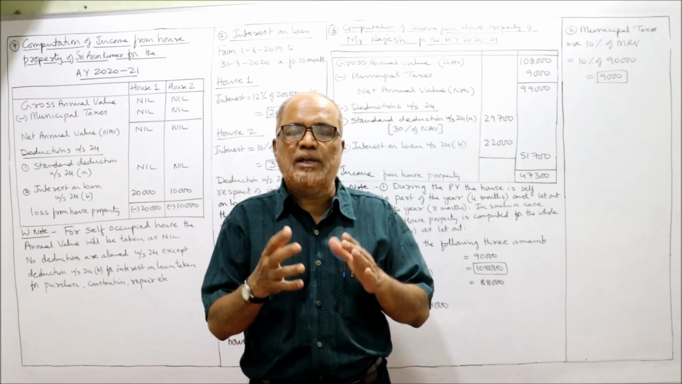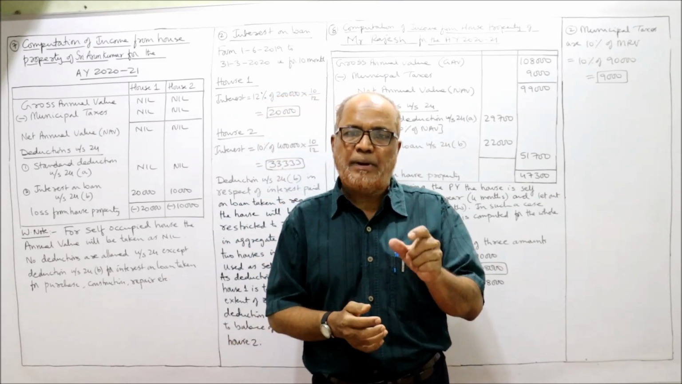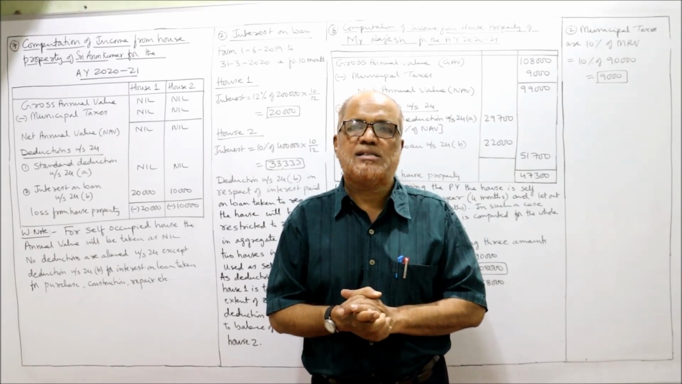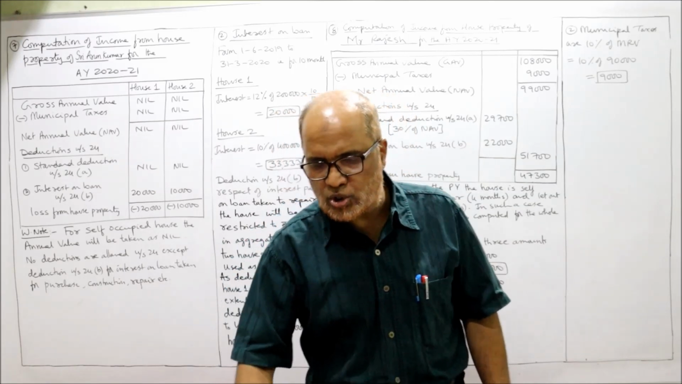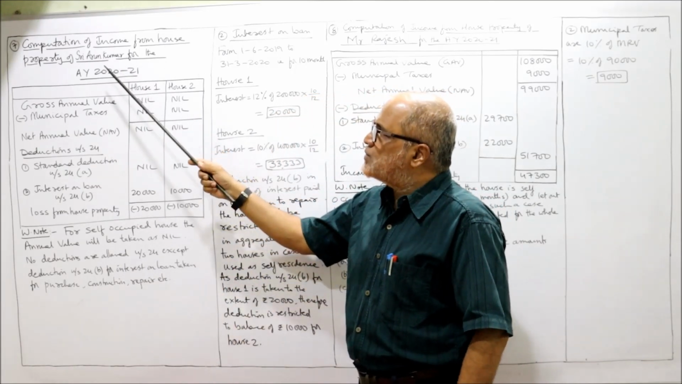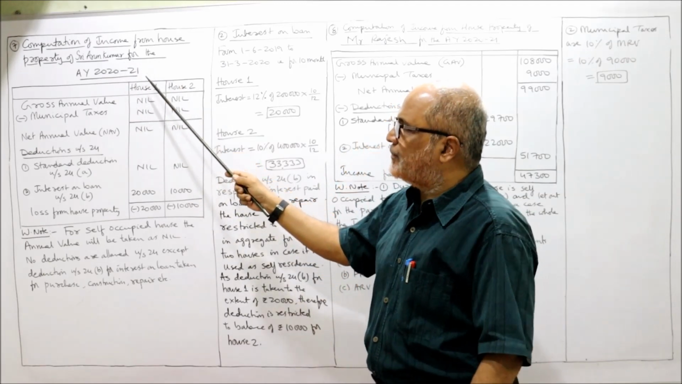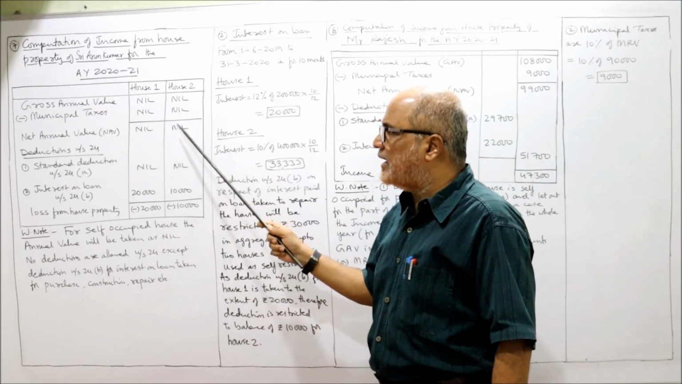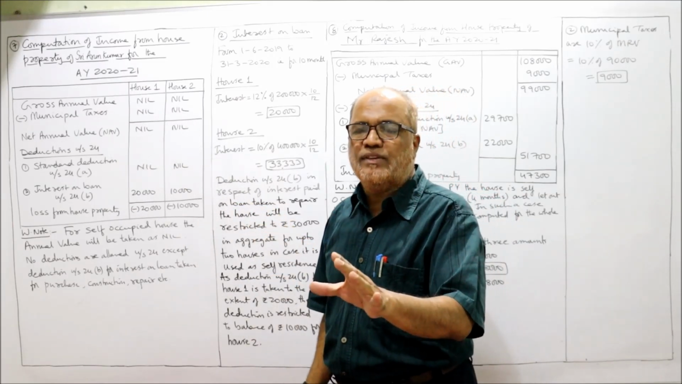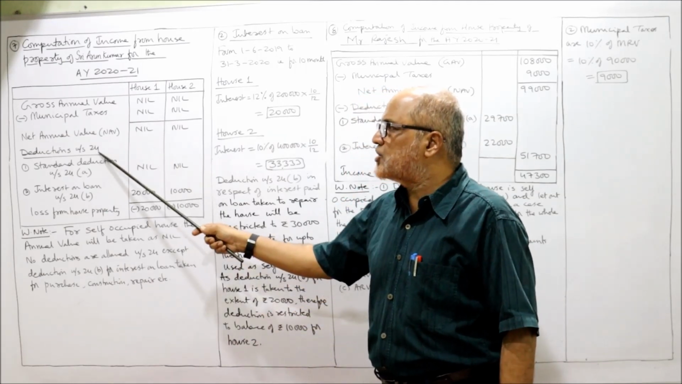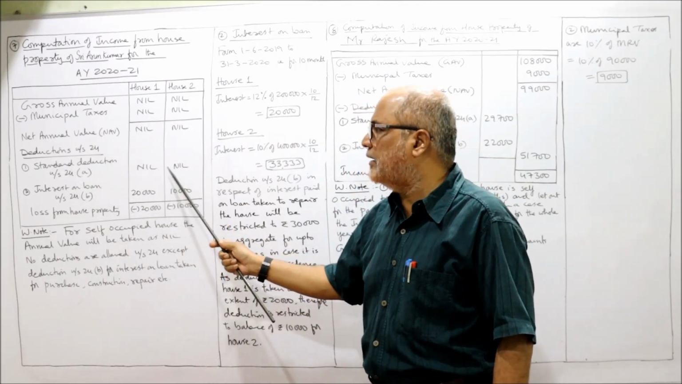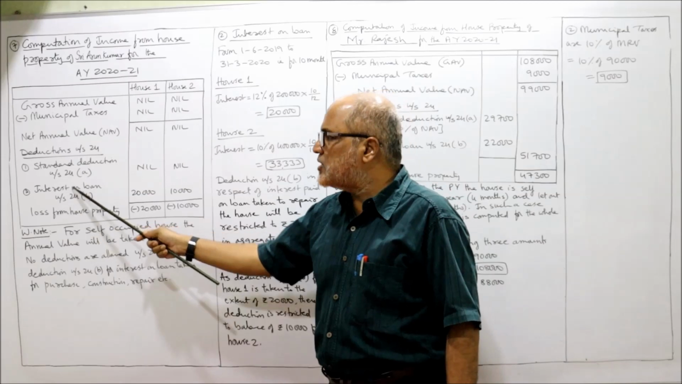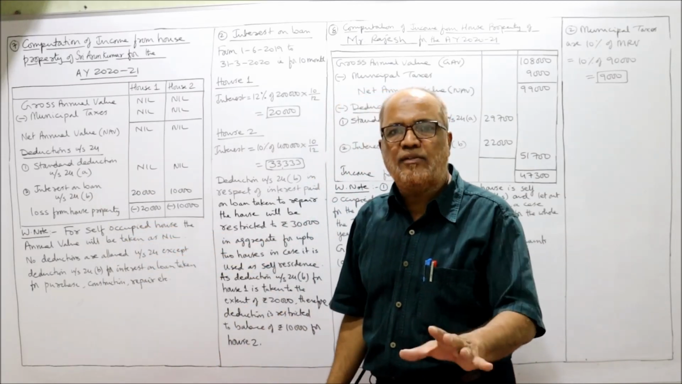In our problem, loan is taken for repairing. So interest on loan will be allowed as deduction under section 24B. Now, how the solution will be, see here. Computation of income from house property of Sri Arun Kumar for the assessment year. Gross annual value nil, municipal taxes nil, net annual value nil. NAV of the self-occupied house will be nil. Deduction under section 24, standard deduction not allowed, nil, because NAV itself is nil. Interest on loan under section 24B will be allowed.